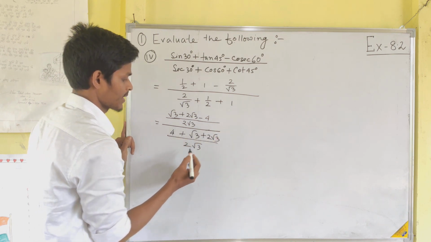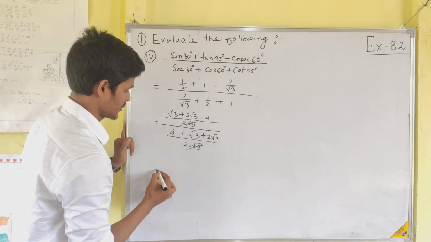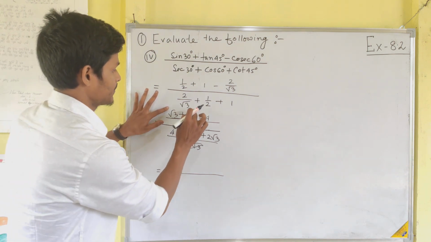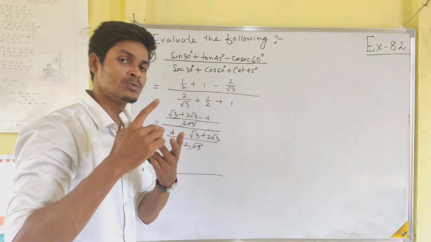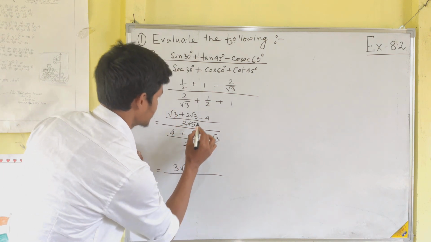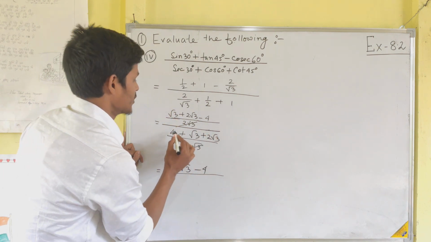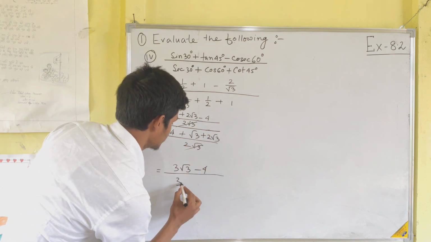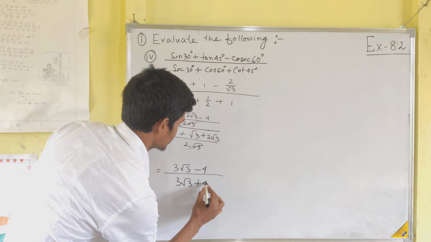Now 2 root 3 and 2 root 3 will be cancelled. So now root 3 plus 2 root 3, 2 root 3 plus 1 another root 3, that is 3 root 3. So right here 3 root 3 minus 4 in the numerator, and 2 root 3 plus 2 root 3, that is 3 root 3 plus 4.